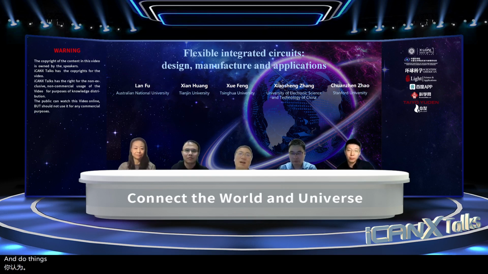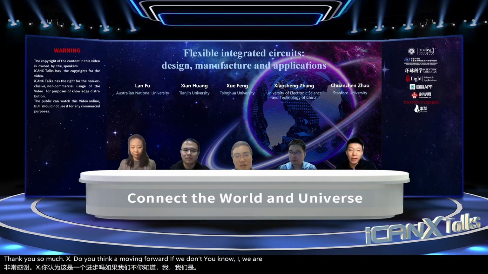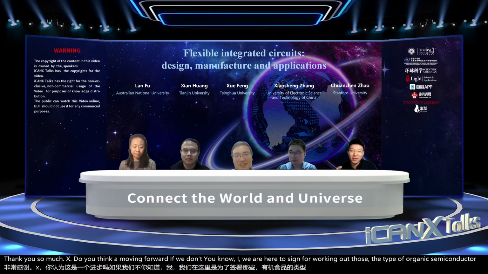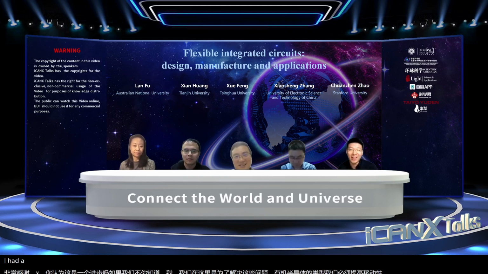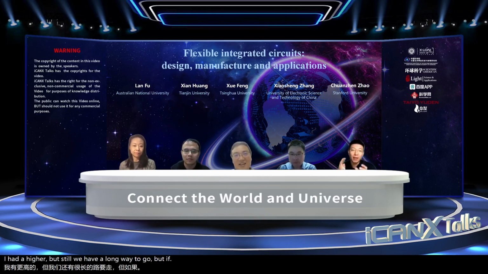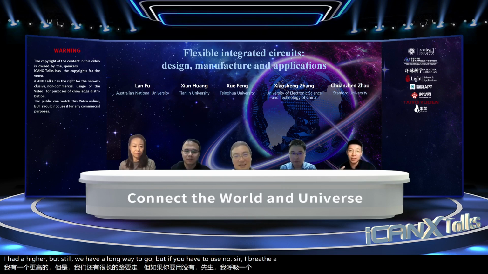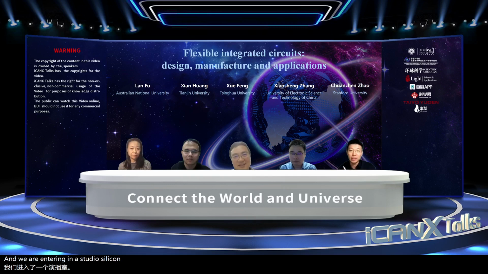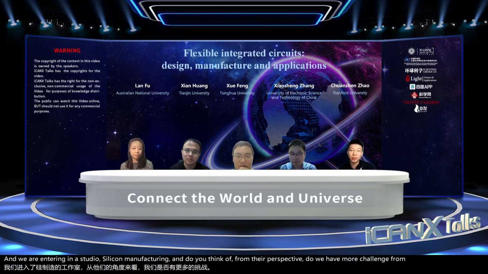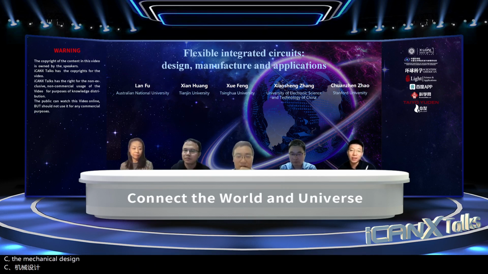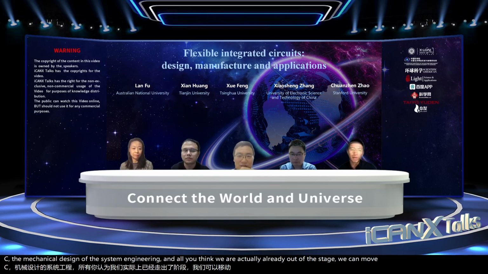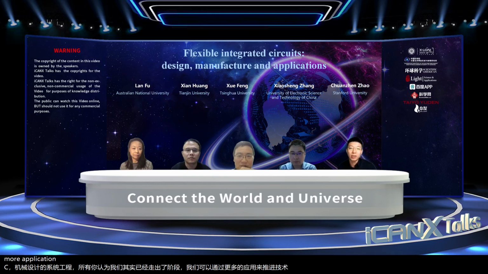Thank you so much. Do you think moving forward, we here at Stanford are working on those types of organic semiconductor, we hope to move the mobility higher and higher, but still we have a long way to go. But if we have to use those hybrid structures and still use silicon manufacturing, do you think from that perspective we have more challenge from fundamental science, say the mechanical design or the system engineering, or do you think we are actually already at the stage we can move the technology forward to more application and mass production?